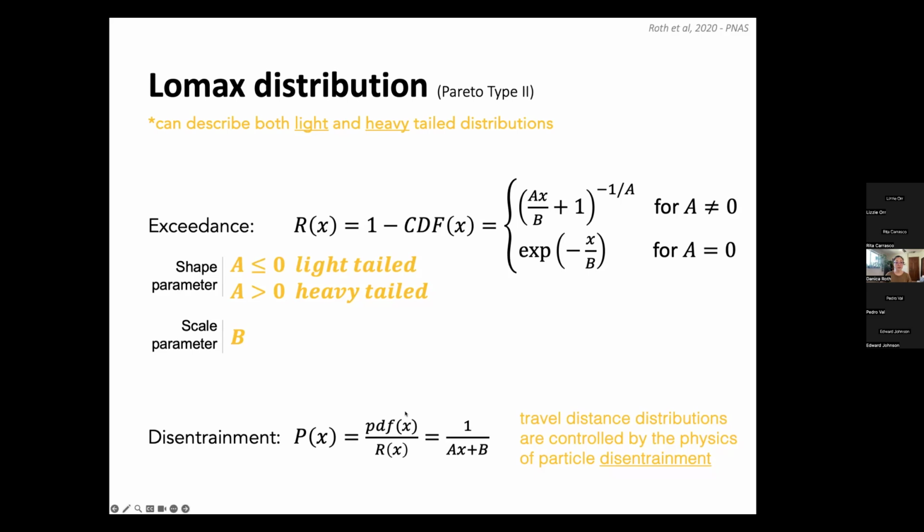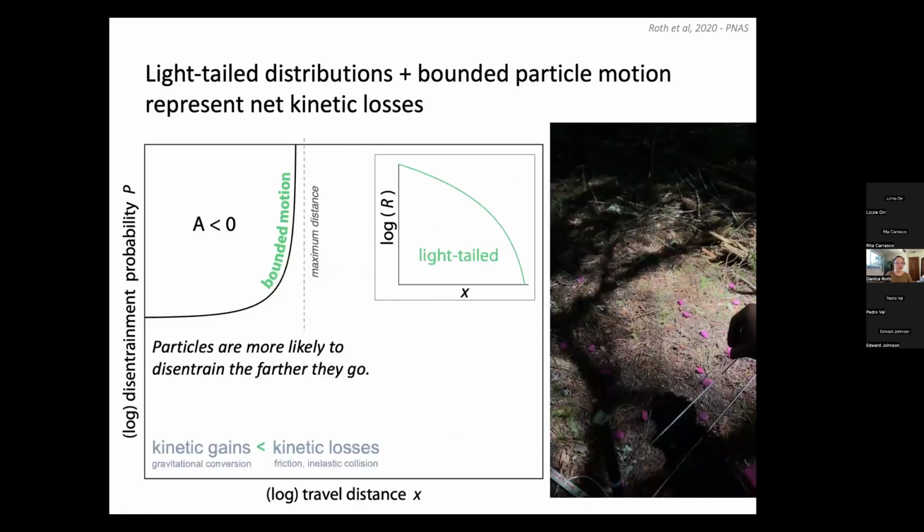So if we look at a theoretical cartoon, the disentrainment probability, or the probability that a particle in motion will disentrain or stop at some given distance, the physics here really comes down to a balance between kinetic gains by conversion of gravitational potential as particles are moving downhill versus loss of kinetic energy to friction or inelastic impacts.